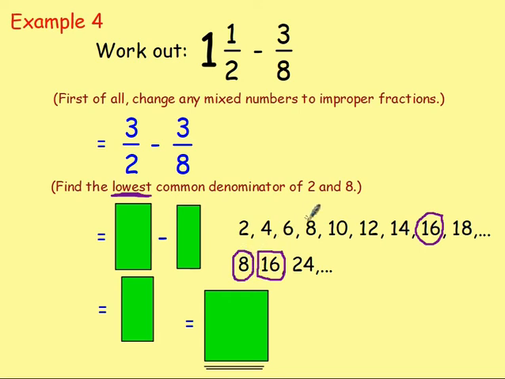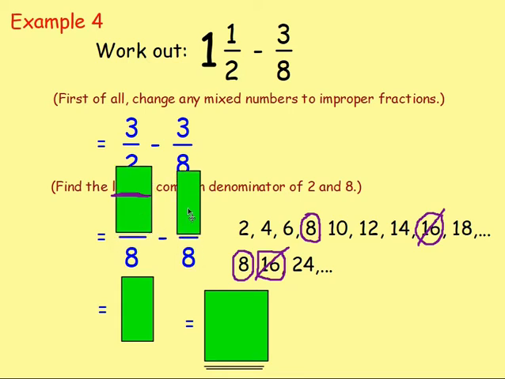Brilliant, well done. There is an 8 here and there is an 8 here as well. So that would be the lowest, meaning you definitely would not use 16. Make sure you always go for the lowest. So we want to change the 3/2 to something over 8, and we really want to keep the 3/8 as 3/8. We're not changing that.